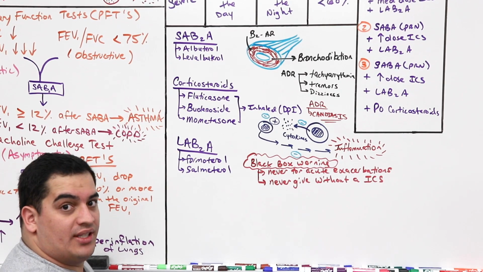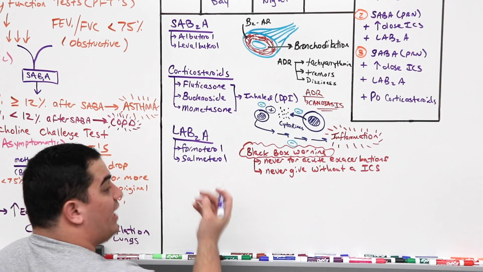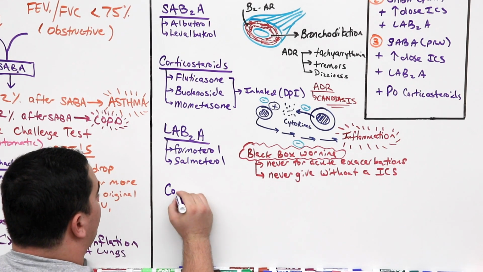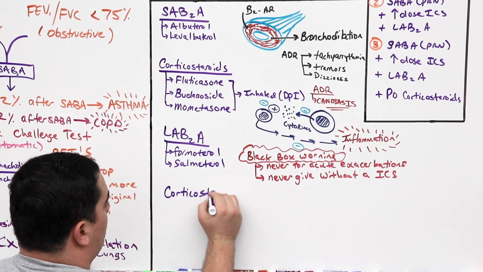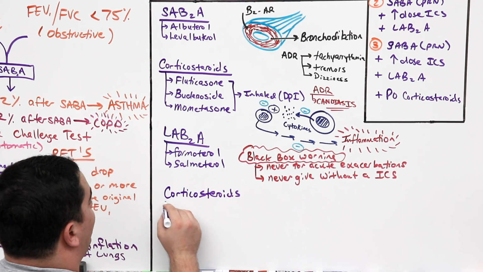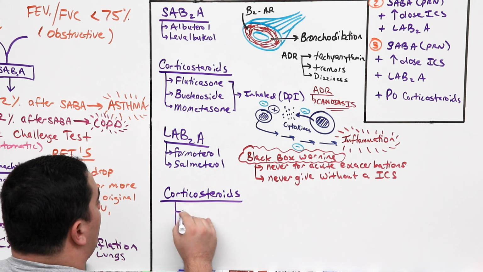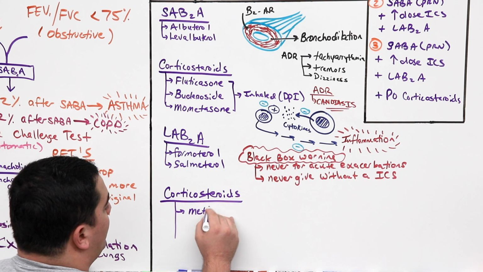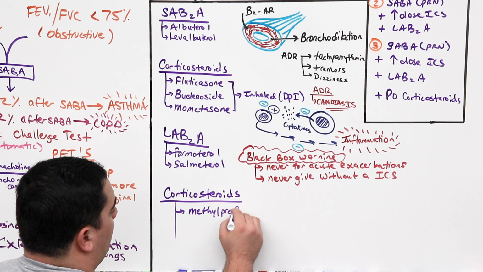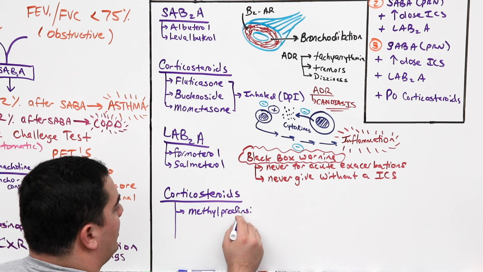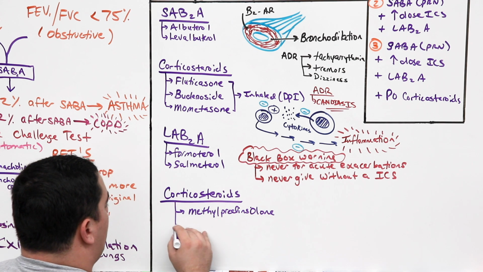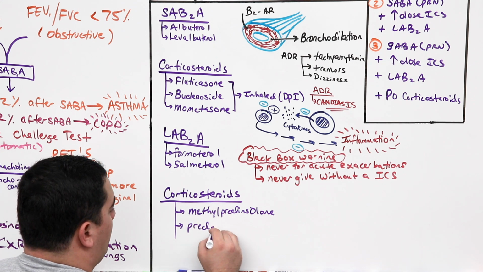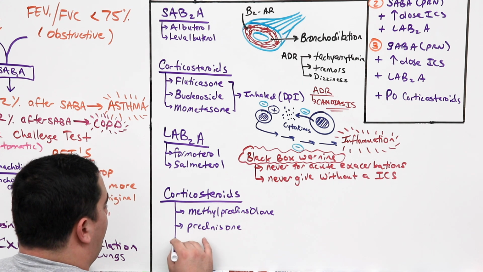That's not the pissed off ones. This is the actual PO taken by mouth. So now we can give corticosteroids, but let's say that these are given PO. This is usually methylprednisolone. This one can be given IV though. Prednisolone, prednisone, and then prednisolone.